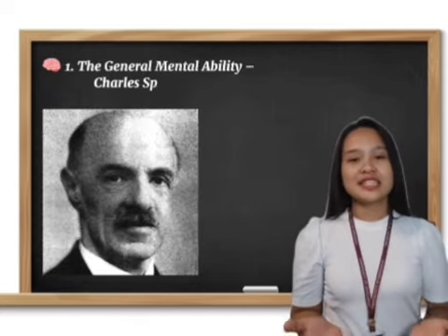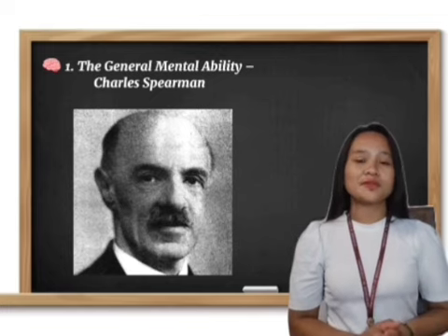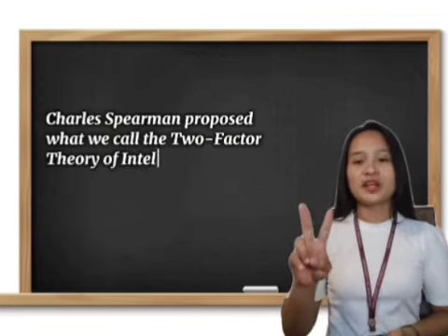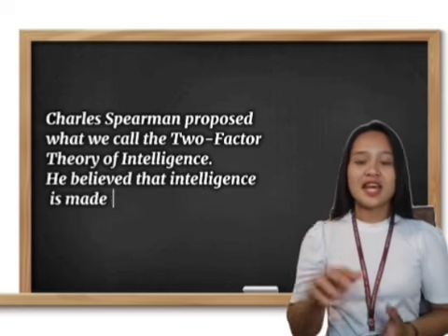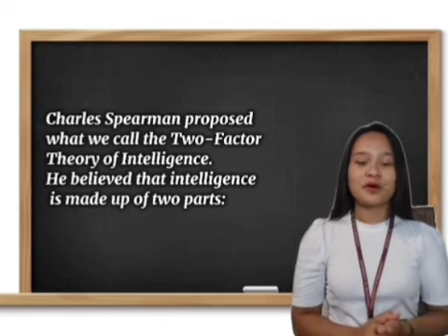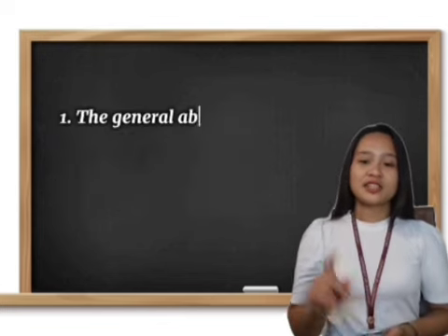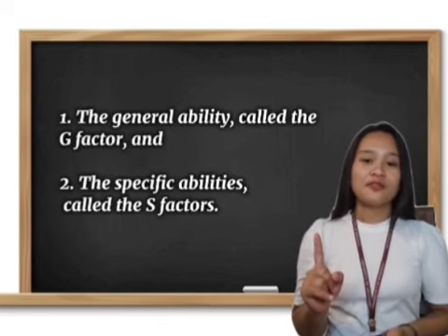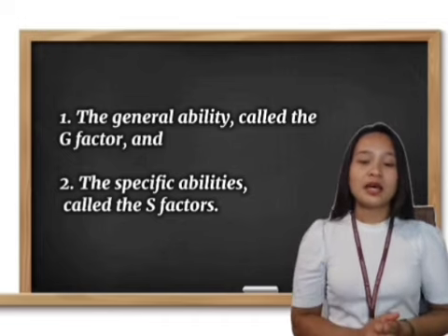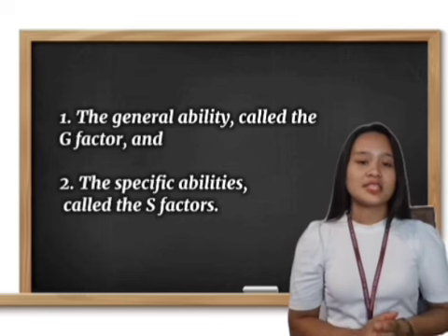First is the general mental ability of Charles Spearman. Charles Spearman proposed what we call the two-factor theory of intelligence. He believed that intelligence is made up of two parts. First is the general ability called the G factor, and the second is the specific abilities called the S factors.